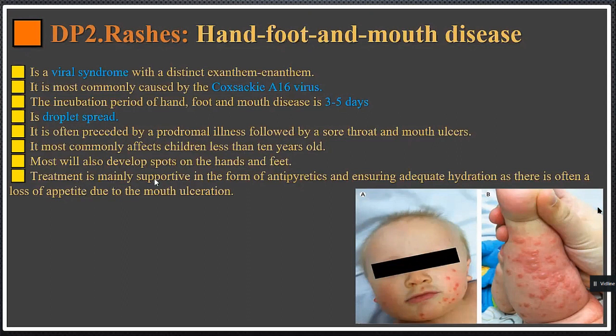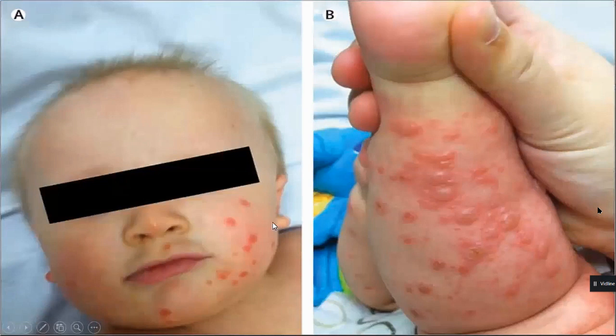So the treatment here is mainly supportive. Supportive here means it's not a specific treatment. For example, if the patient has fever, you will give an antipyretic. Adequate hydration, you will give fluid. Why? Because the patient maybe has loss of appetite because of mouth ulcers. That's why he doesn't want to eat. So again, from the name, hand, foot, and mouth.